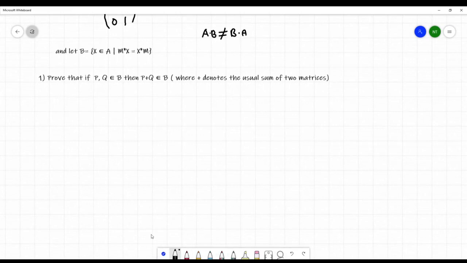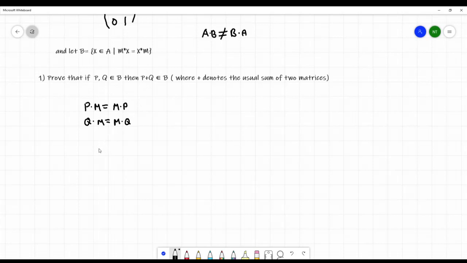If P and Q are in B, then P times M is equal to M times P, because P is in B. And if Q is in B, same thing: Q times M is equal to M times Q. This is our hypothesis. We're saying that it's true. Now let's try to prove this.